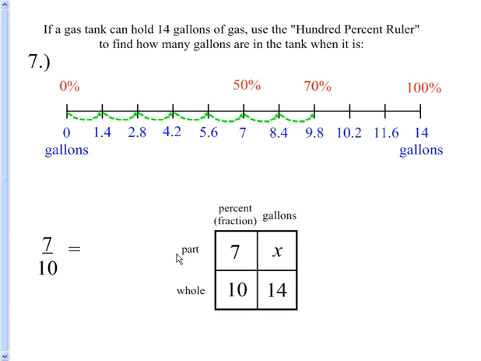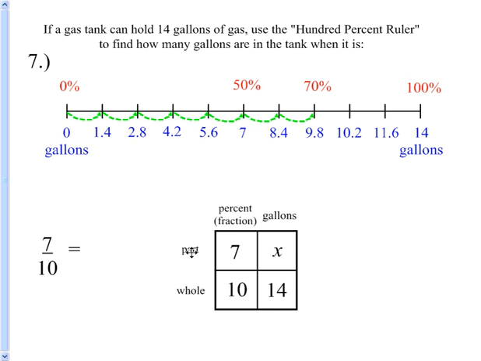Here we're looking at fractions and percents and decimals in this lesson, which is all about parts and wholes. So on the left-hand side, those are the two different variables that we have. We have parts and wholes, parts on the top, the wholes on the bottom. And then over here, we have the two different categories that are listed in our 100% ruler and in the question. We have the percent or fraction and the gallons over here on the right-hand side.